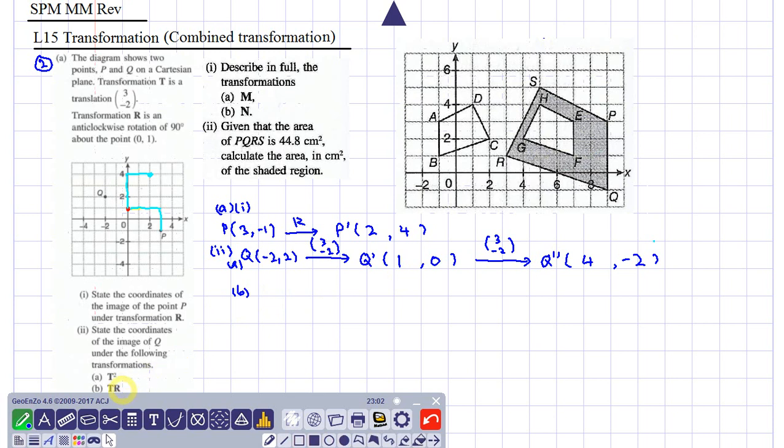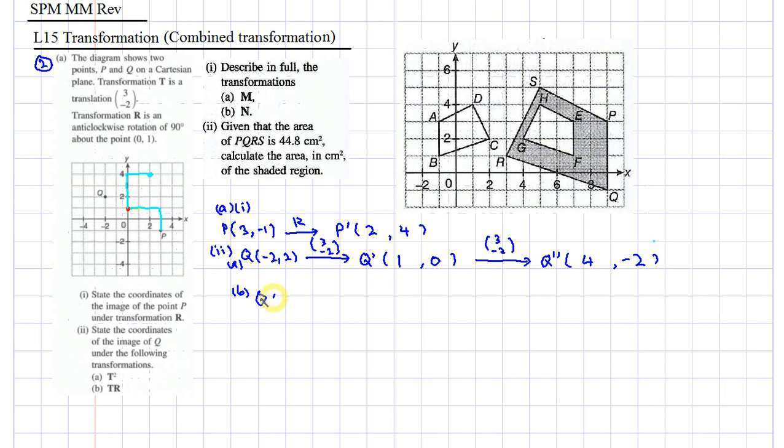Okay, TR, be careful. R is the first transformation, followed by T. Not T first, then followed by R. Be careful here. Same point, Q, -2, 2. Okay, rotation.